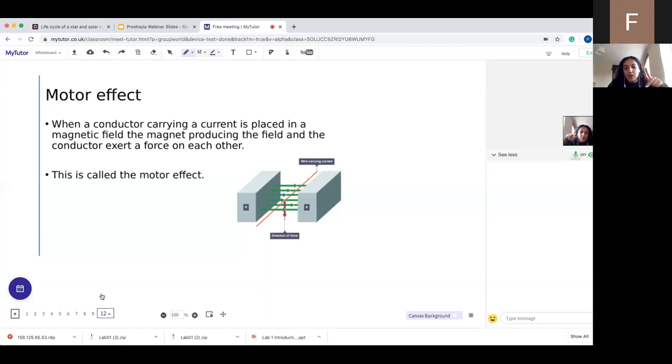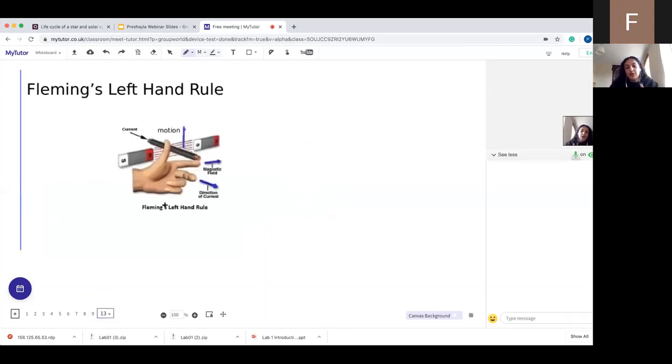Remember, it's all governed by Fleming's left-hand rule. So we have the thumb motion, the first finger field, and the second finger current. And you can point your two fingers in whichever quantities you have, and the way that your other finger points is the way that it moves, the field, or the current. Okay, so make sure you always use your left hand for that.